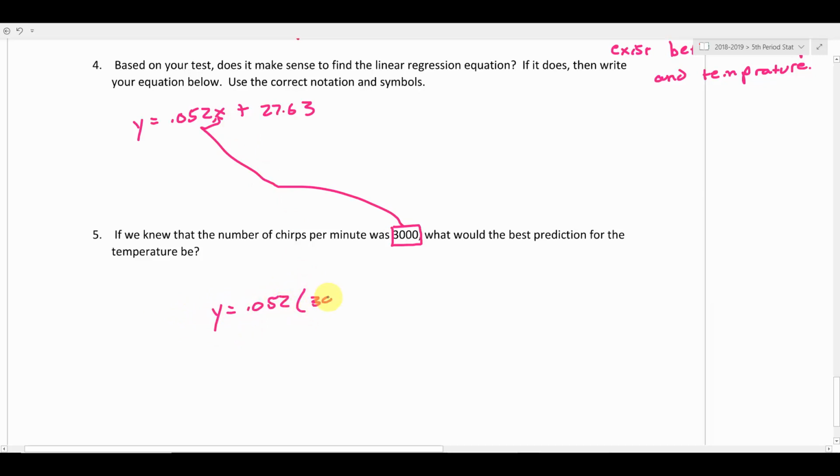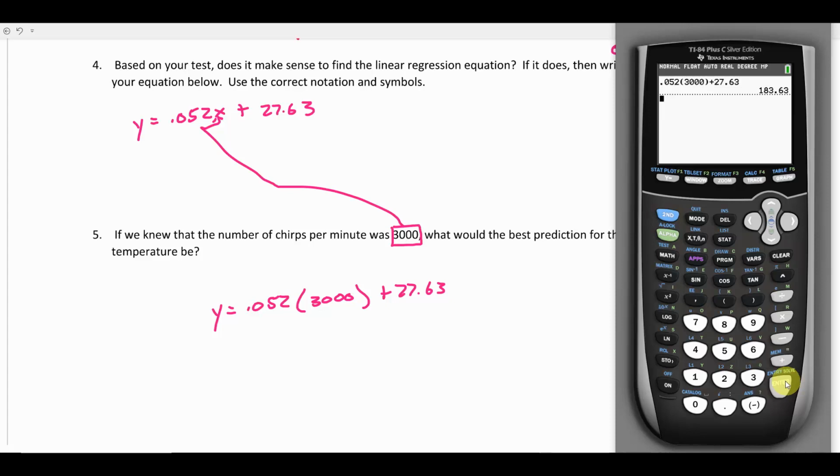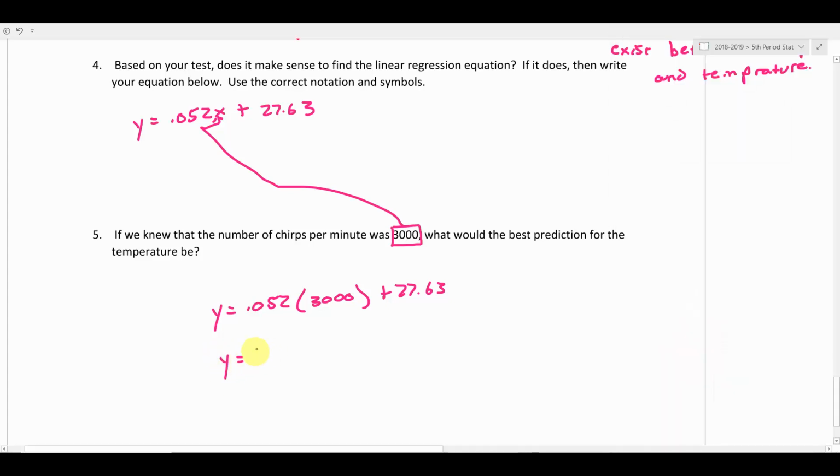0.052 times 3,000 plus 27.63. And I got my calculator here. I got 183.63. There we go. Would be 183.63 degrees Fahrenheit, which is really hot.